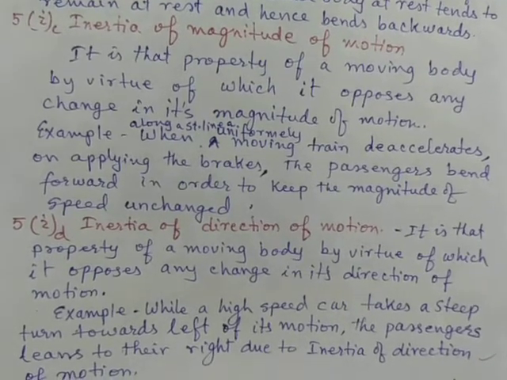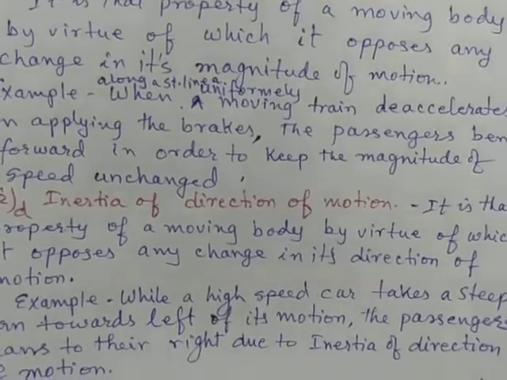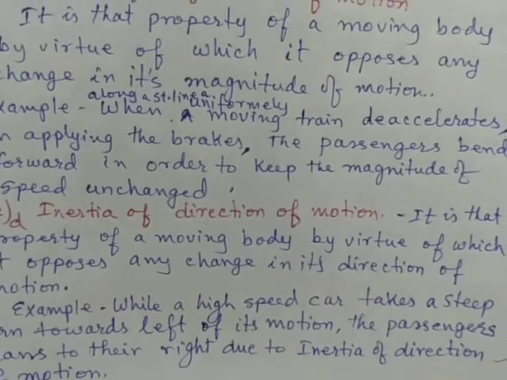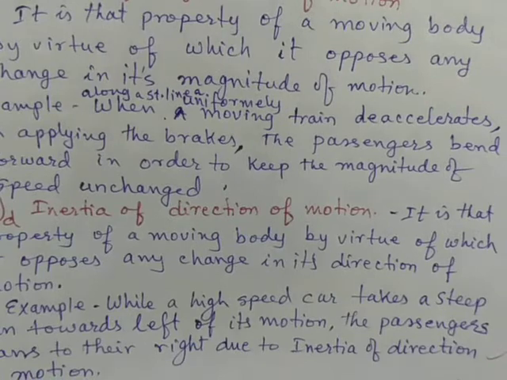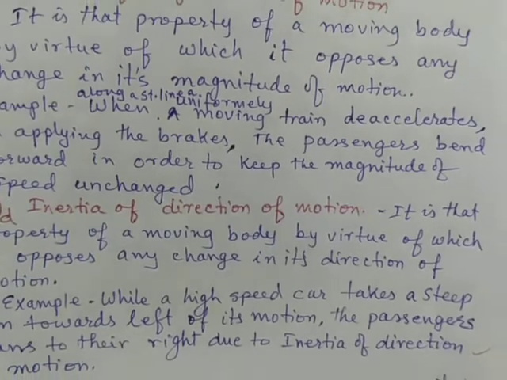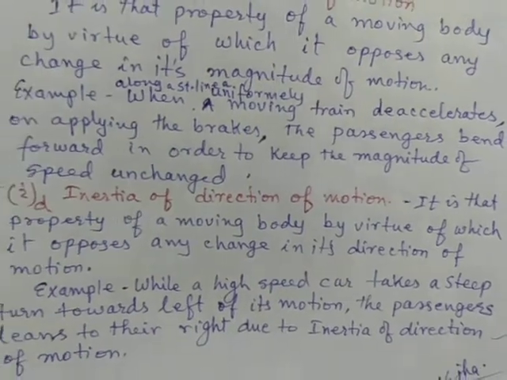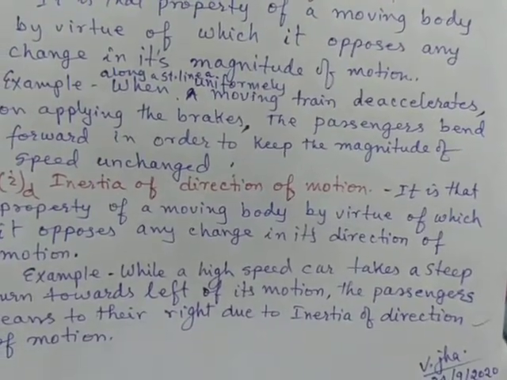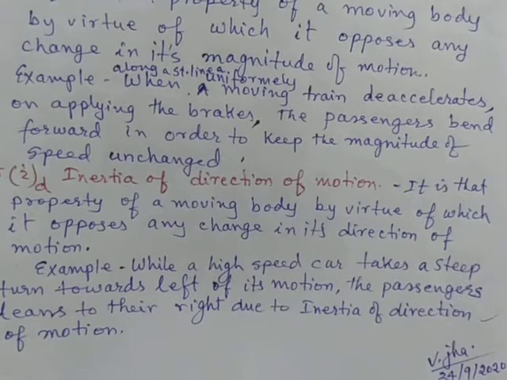So for example, when a body moving along a straight line with uniform motion decelerates, say on applying the brakes, the passenger bends forward in order to keep the magnitude of his speed unchanged.